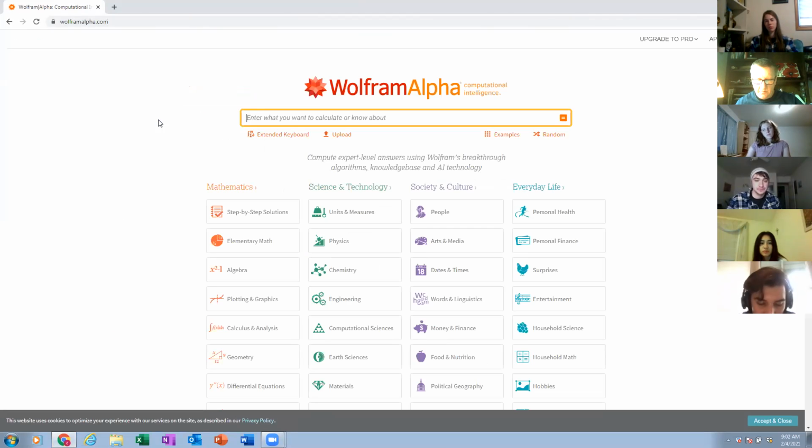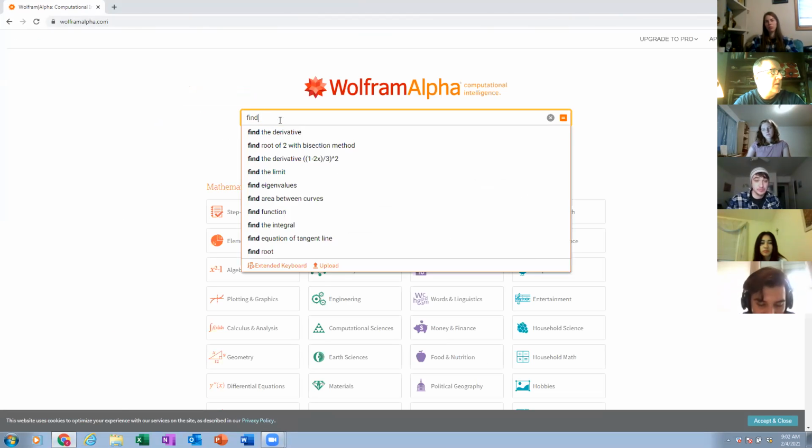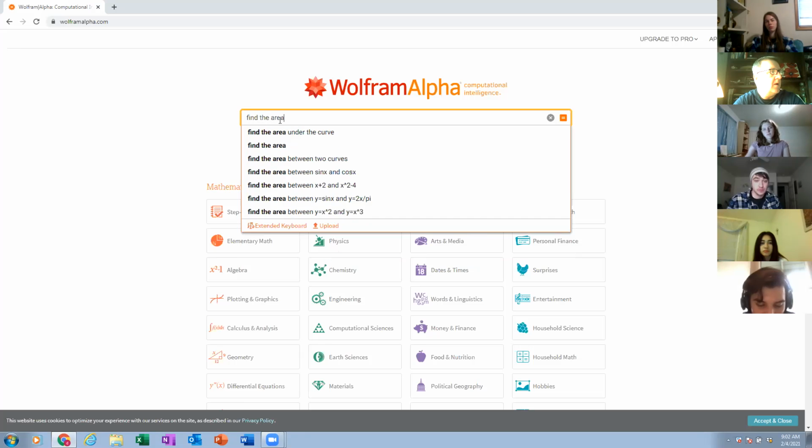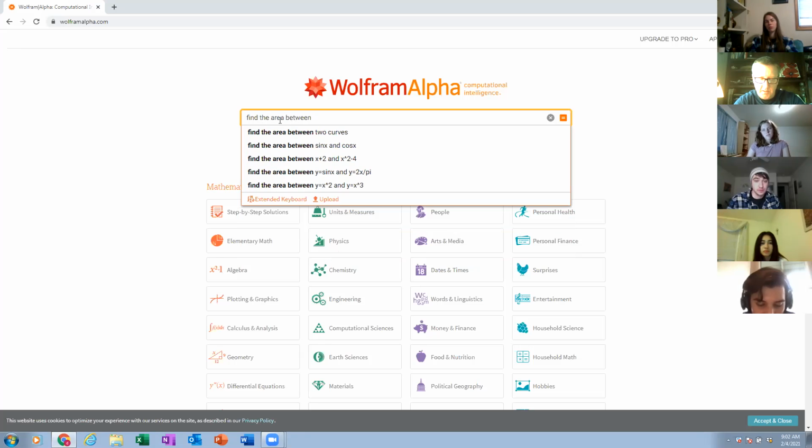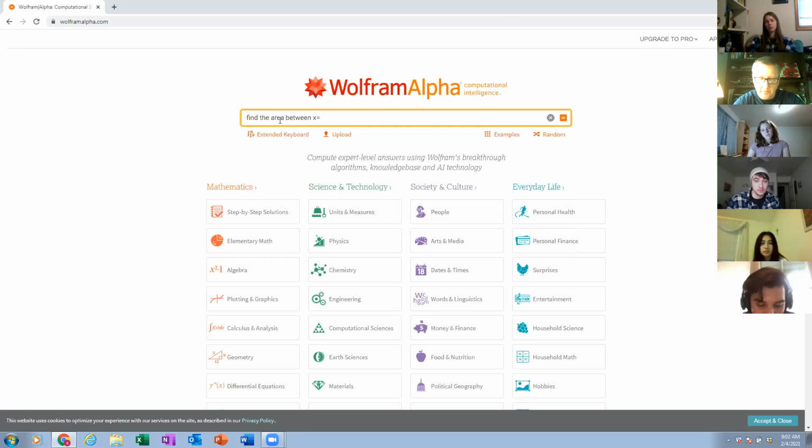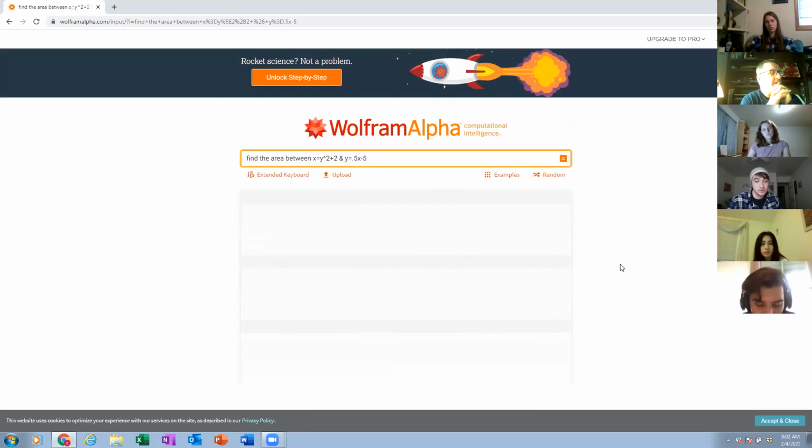So, original problem. Find the area between x equals y squared plus 2 and y equals 0.5x minus 5. I'm going to be surprised if it actually does this. That was our problem. And so we say, go get it. Let's see what it does.